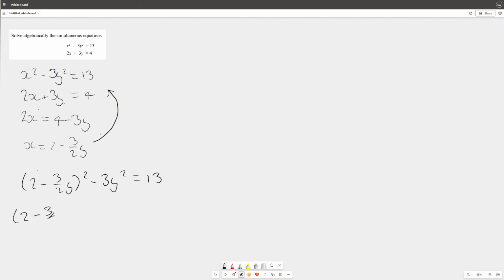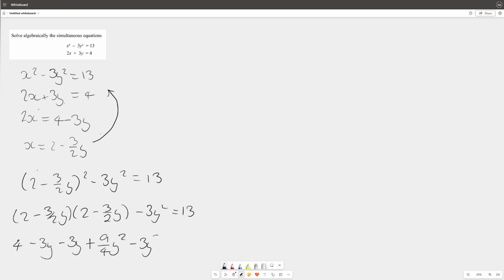So because this is a fraction, I will write this out properly. You should do this in your exam to collect all of your marks. 2 times by 2 is 4. 2 times by minus 3 over 2 is minus 3. Minus 3 over 2 times by 2 again is minus 3. And then minus 3 over 2 times by minus 3 over 2 is equal to 9 over 4 y squared.